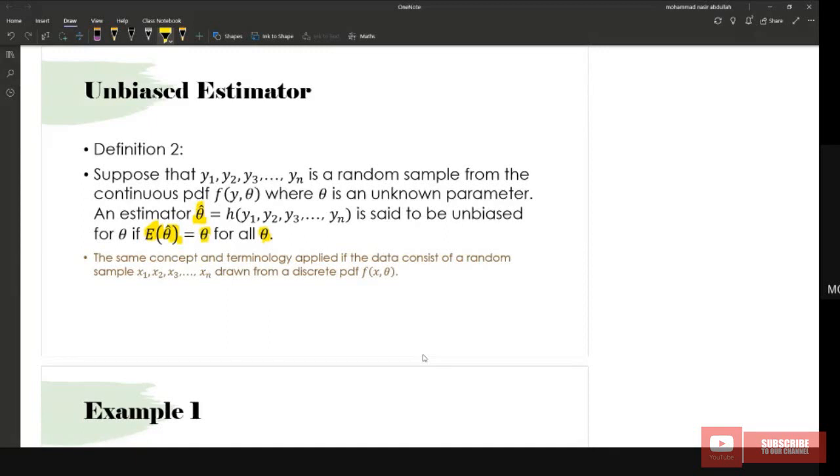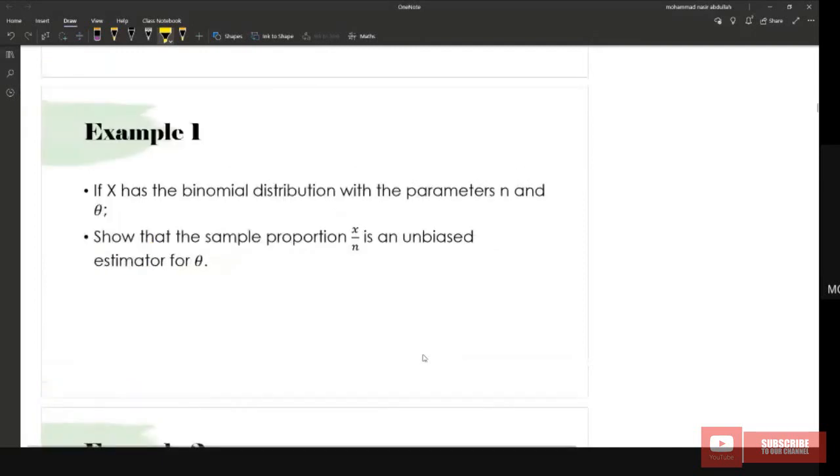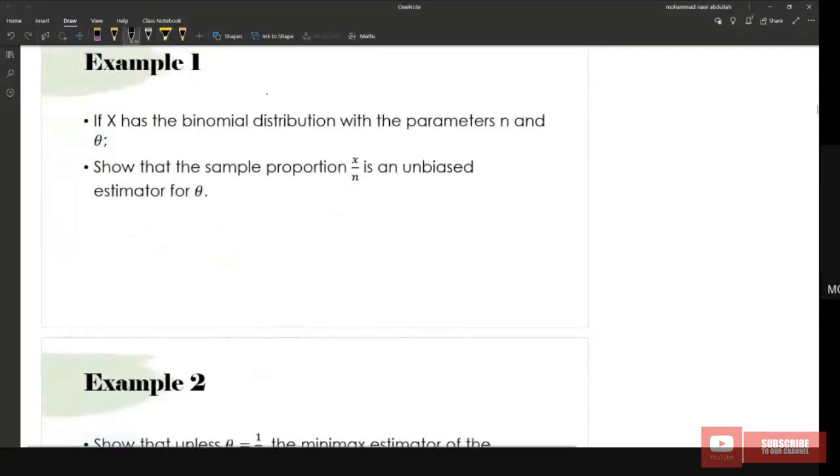So now look at example number one. If X has a binomial distribution with parameters n and theta, right, then the expected value of X is equal to n theta. This is the mean for the binomial distribution. Show that the sample proportion X divided by n is an unbiased estimator for theta.